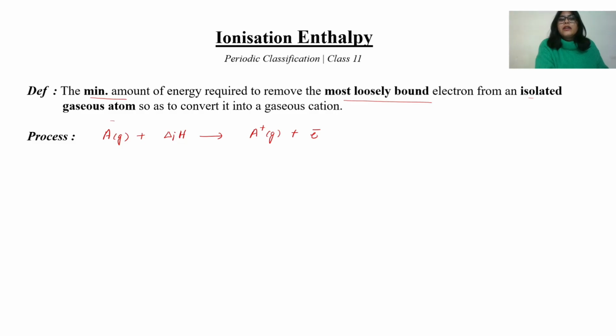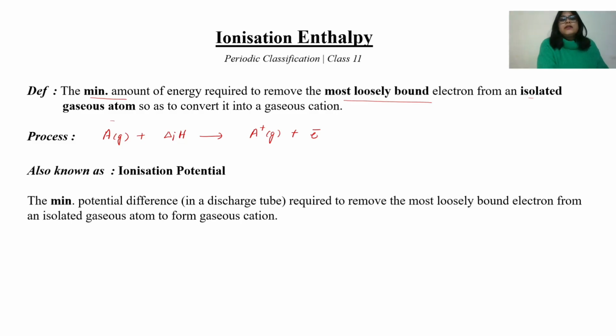plus an electron. Then there is another name for ionization enthalpy, known as ionization potential, which is the minimum potential difference required in a discharge tube to remove the most loosely bound electron from an isolated gaseous atom to form its gaseous cation. Now, where is this going to be useful for us? Mostly to solve numerical problems. For that, you need to keep this in mind.